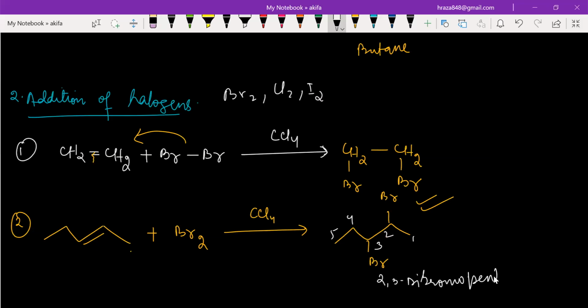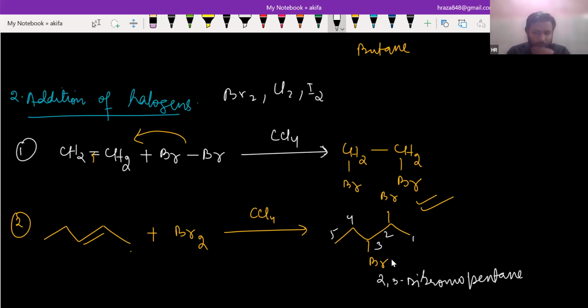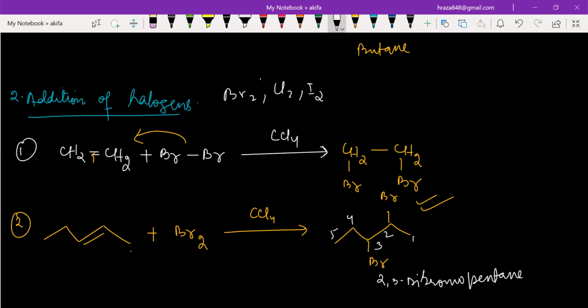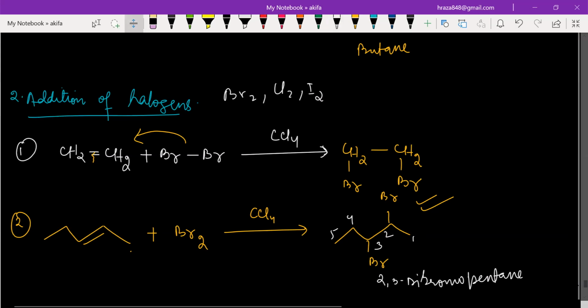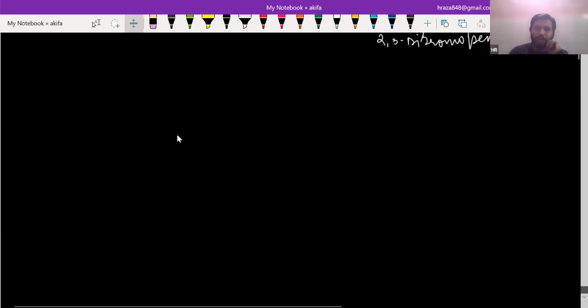Dibromo, because here we do not know where the bromine is present, on first carbon, second carbon, or whether both bromines are present on the first carbon, or wherever. So the numbering is very important. Is this clear? Now moving to the next part, that is basically addition of hydrogen halide.